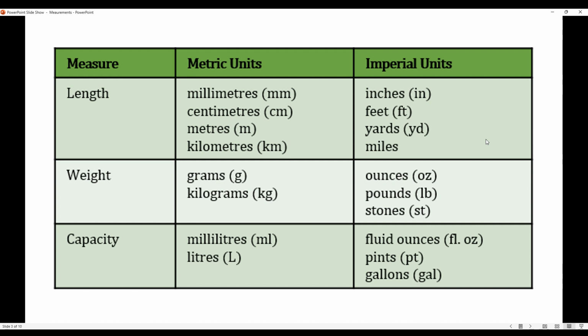And let me ask you, what are some measurement units that we use to measure weight in the imperial unit system? That's correct. Ounces, pounds, and stones. Another question. What are some measurement units that we use to measure capacity in the metric unit system? That's correct. Milliliters and liters.